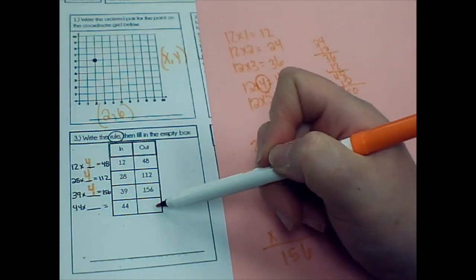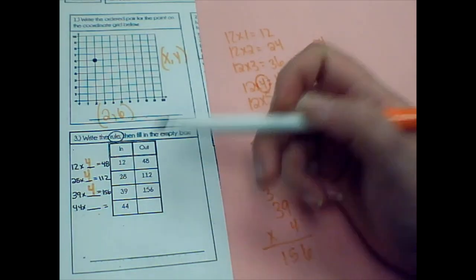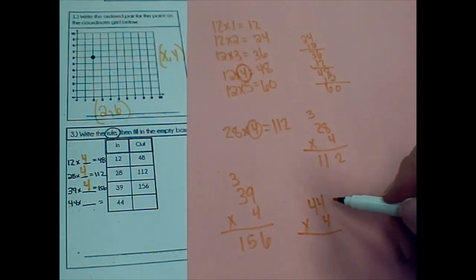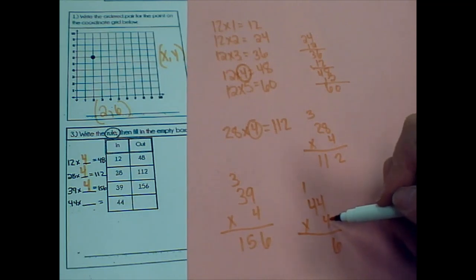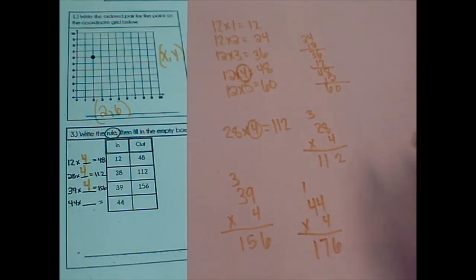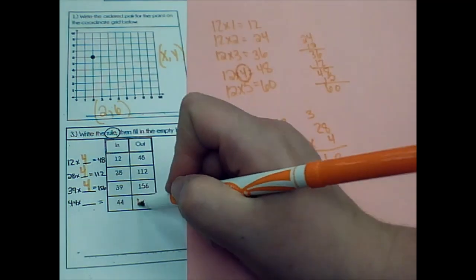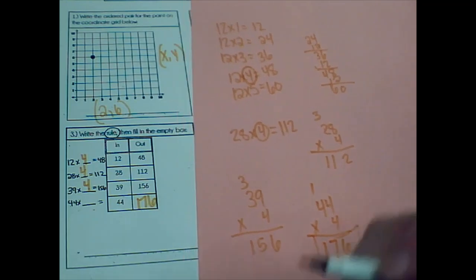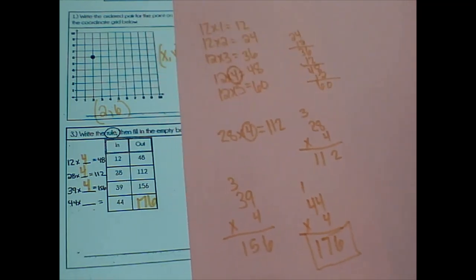So in order to figure out what goes here, I need to take the 44 and multiply it by what? That's right, I need to multiply it by 4. And I know that 4 times 4 is 16. 4 times 4 is 16, plus 1 is 17. 176.